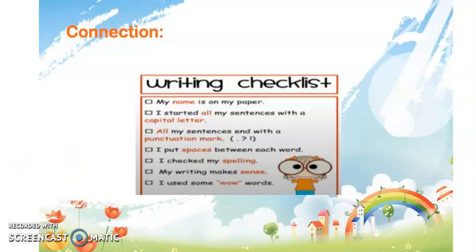But today, we are going to use a checklist which is more focused on opinion writing structure.